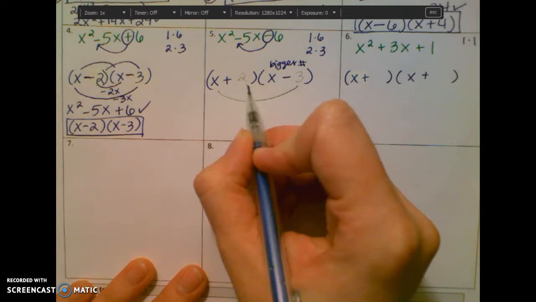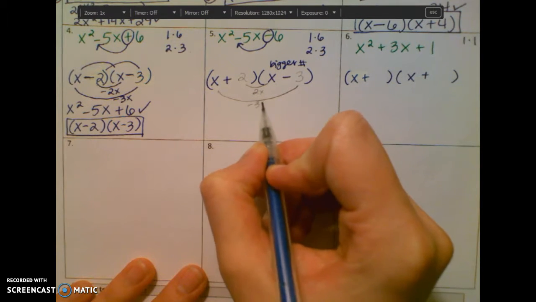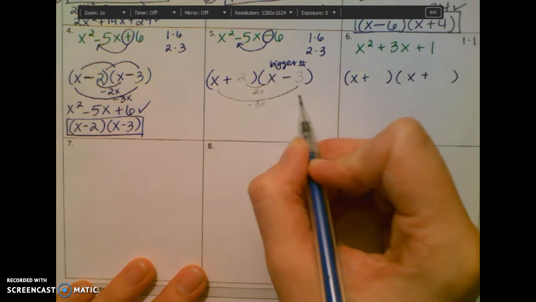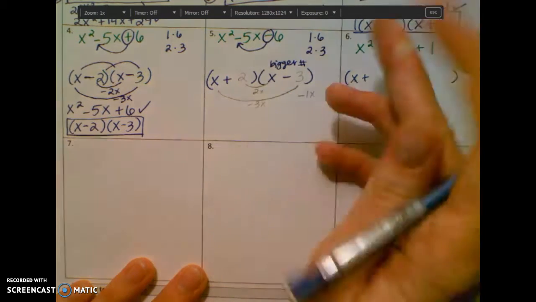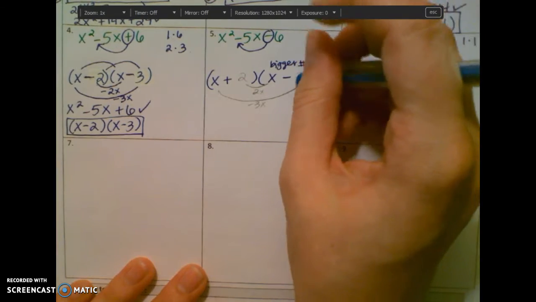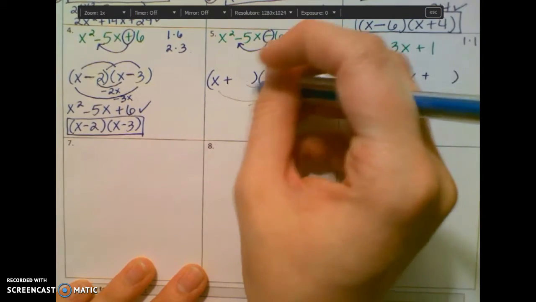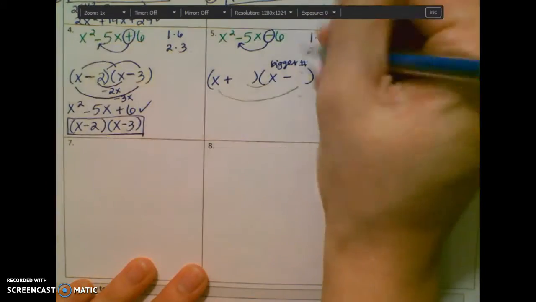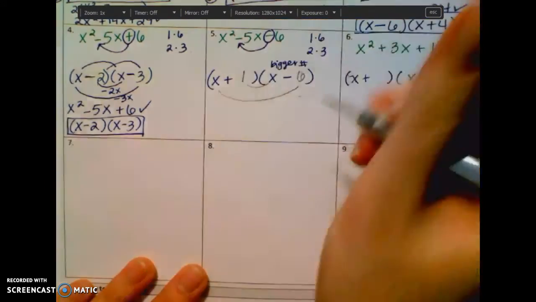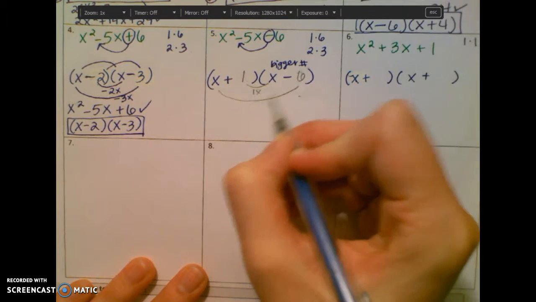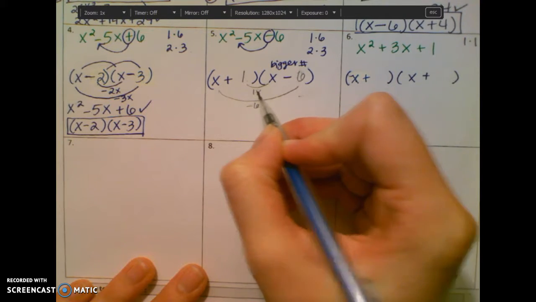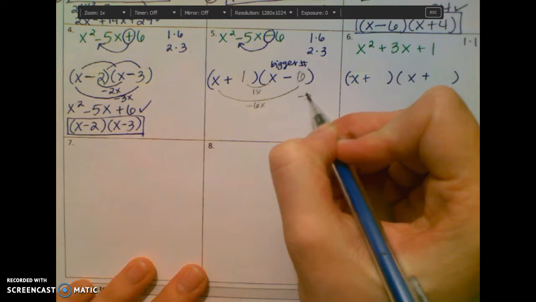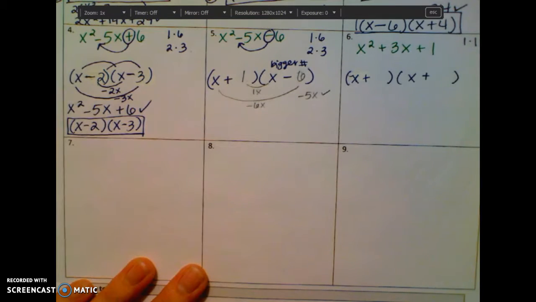Then when I multiply out, I have 2x and -3x. But when I combine those, I get a -1x, and that's not what we want. So we need to try the other set of factors, which is 1 and 6. Again, we put the bigger number here, smaller number. So we have 1x and a -6x. Well, 1x minus 6x gives us -5x, which is what we want.